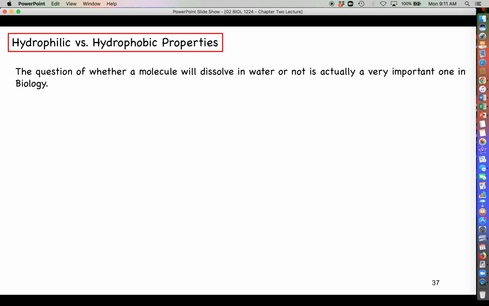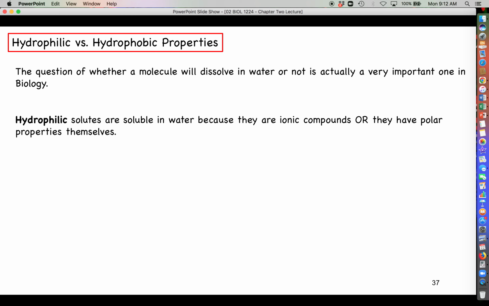Okay, so before we get to the next property of water, let's have a sidebar here and talk about something that's very important: whether or not a molecule is going to dissolve in water. This is a very important question, not only in general biology, but in more specific fields like physiology and immunology. So we're going to introduce two new terms here.